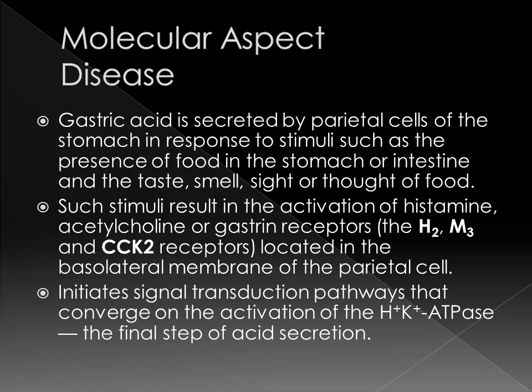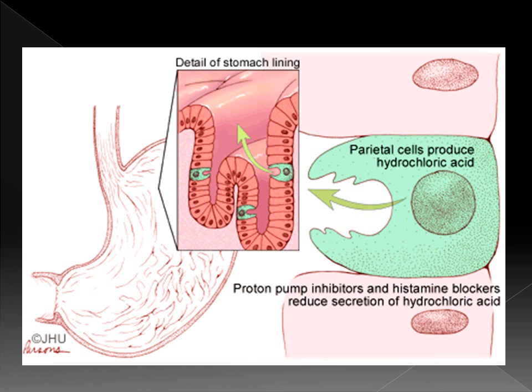Such stimuli result in the activation of histamine, acetylcholine, and gastrin receptors, namely the H2, M3, and CCK2 receptors. All these receptors are located in the basolateral membrane of the parietal cells. These receptors result in the initiation of a signal transduction pathway that converge on the final step, known as the activation of the hydrogen-potassium ATPase enzyme, and this is where you have the final step of acid secretion.